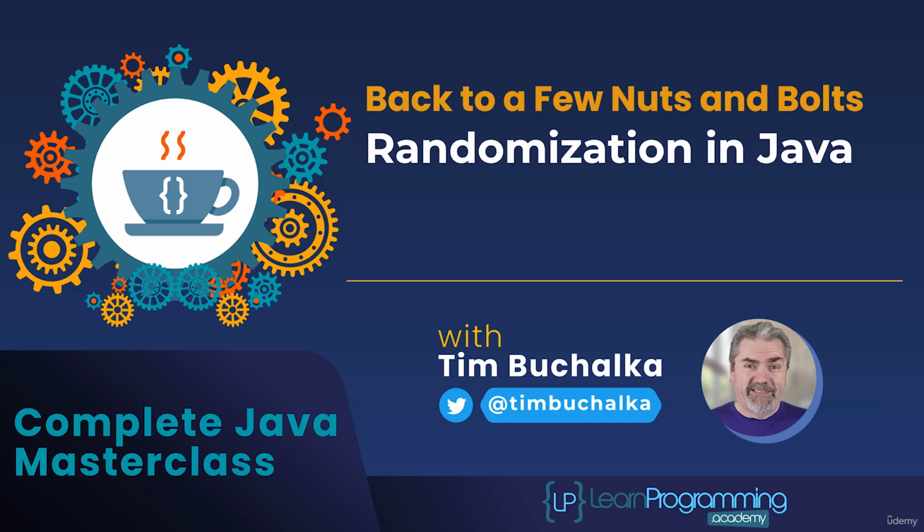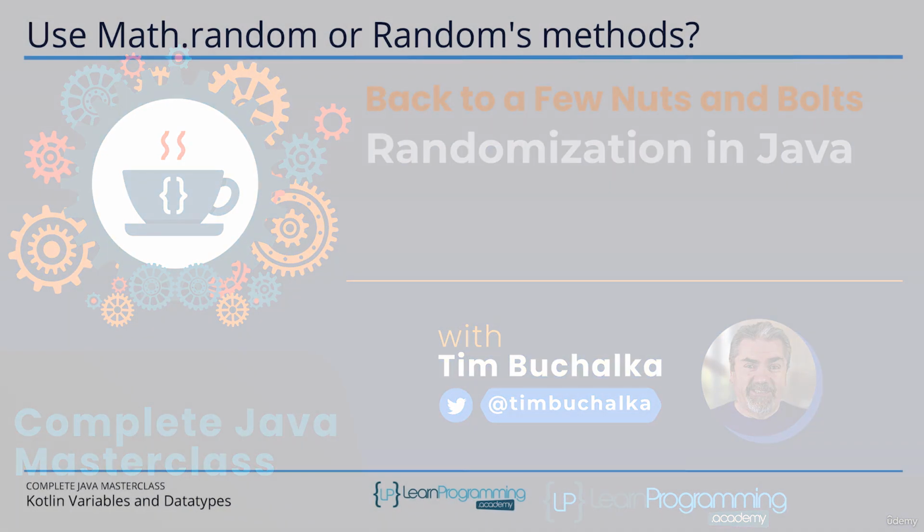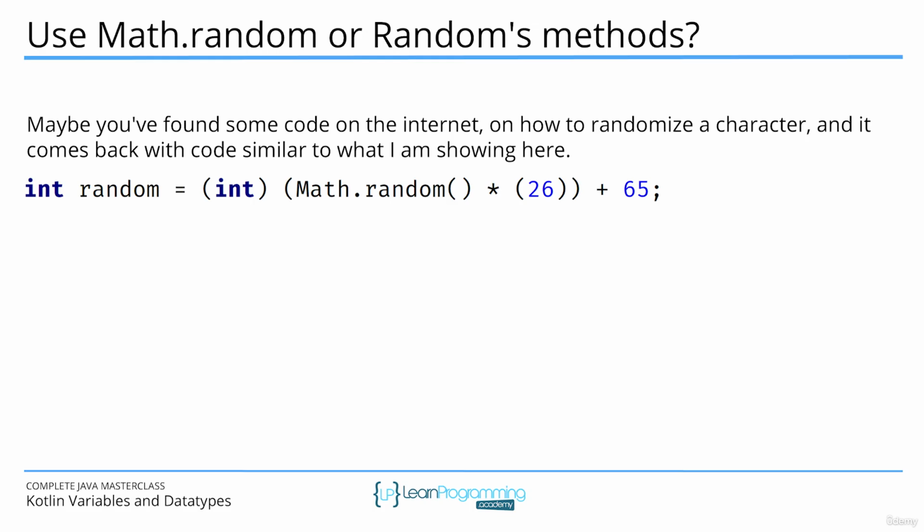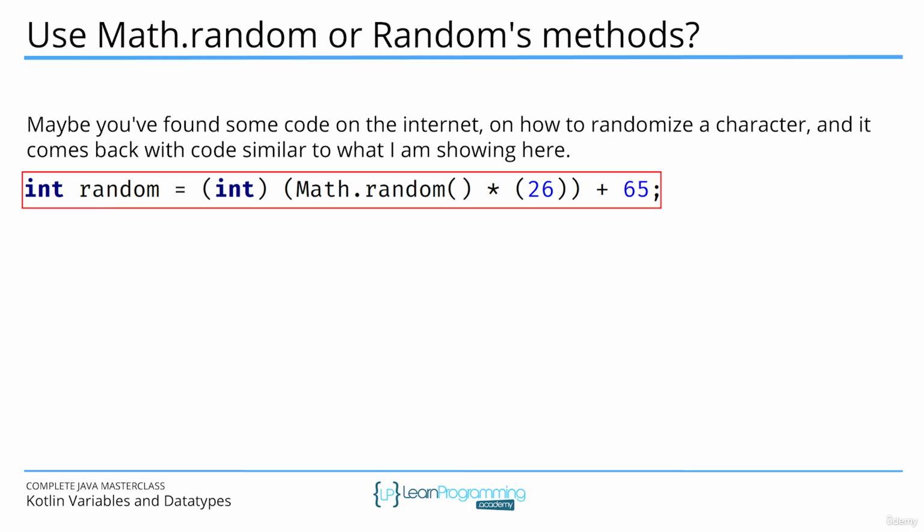In the last video, I finished by generating 10 random double numbers between 0 and 1 using math.random. I asked the question, when would you use this instead of using the methods on the random class? Maybe you've found some code on the internet on how to randomize a character, and it comes back with code similar to what I am showing here.